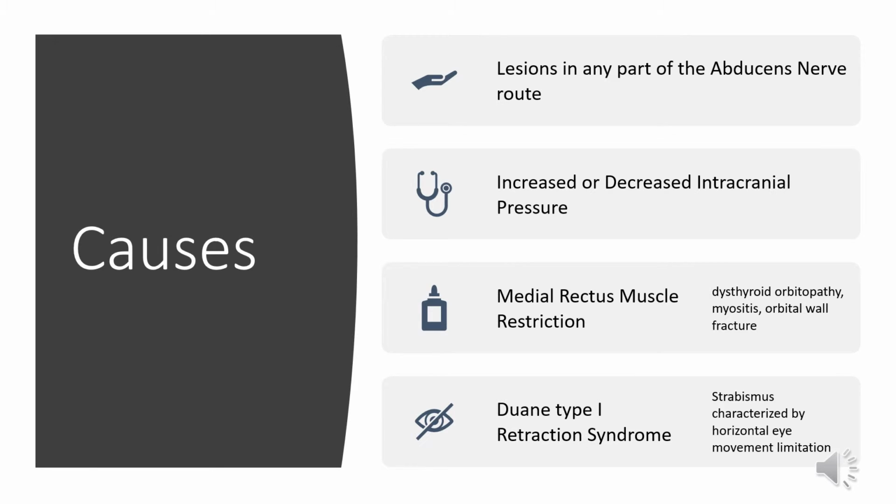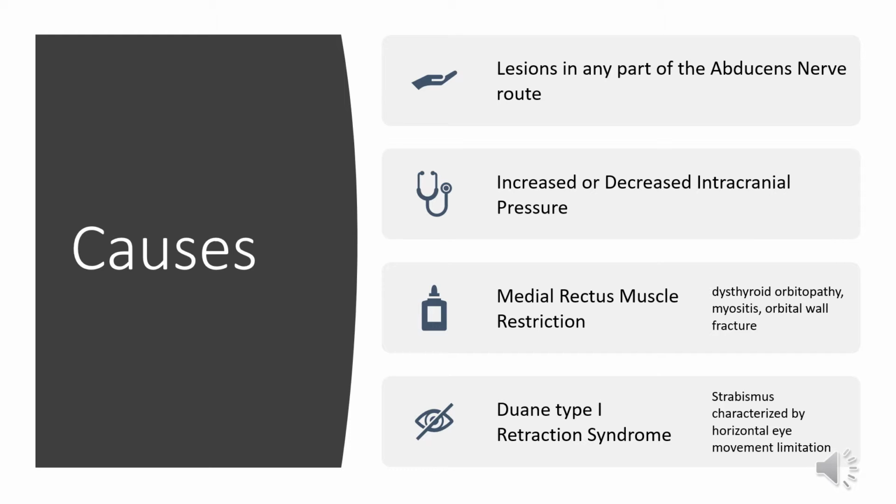So let's talk about the causes of these symptoms. Lesions in any part of the abducent nerve, because it is really long, can cause compression of the abducent nerve. Therefore, the abducent nerve is not able to send efficient signals to abduct the eye. Also, increased or decreased intracranial pressure does the same thing. Also, you have to realize the lateral rectus muscle and the medial rectus muscle oppose each other, right? So if the medial rectus muscle is continuing to be contracted, then the lateral rectus muscle can't pull the eye outward. So that is also probably one of the causes.